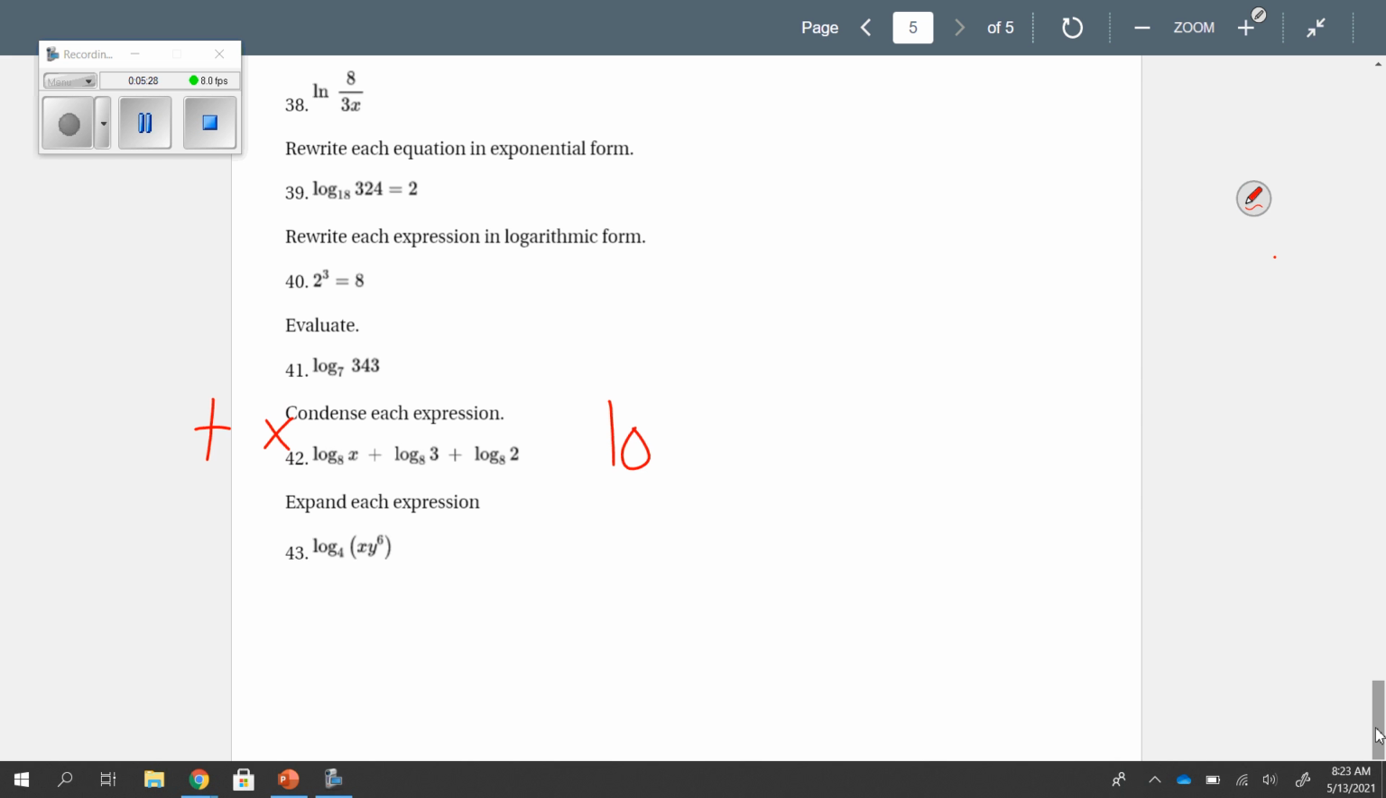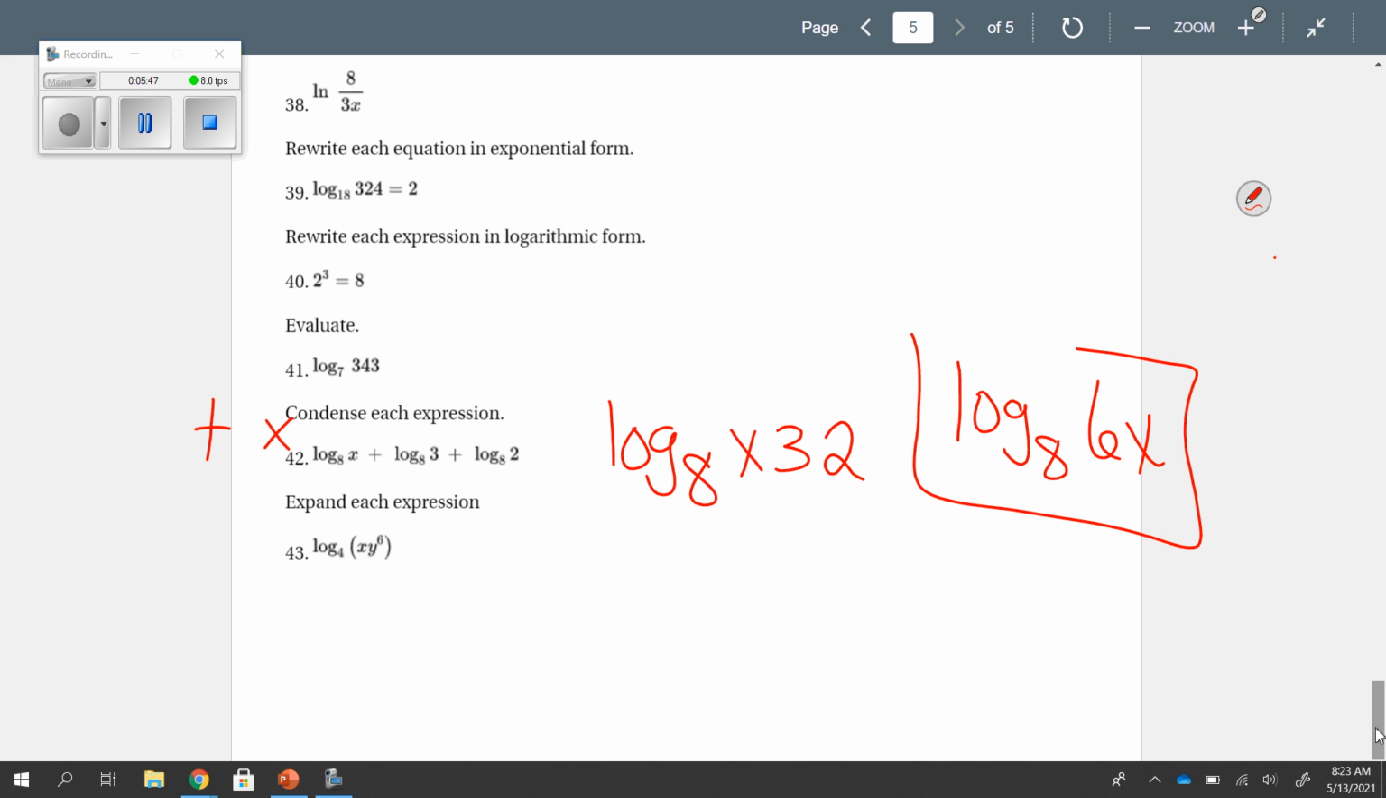So log 8, and we have x times 3 times 2. 3 times 2 is 6. 6 times x is 6x. So log 8 of 6x. That's the simplest form. Just make sure you do that right.